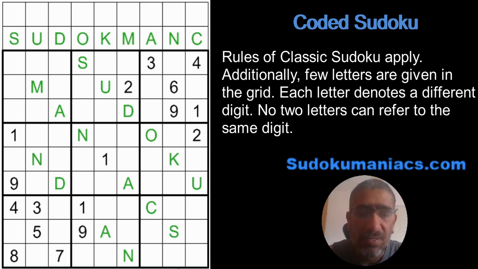So coming back, the first thing I notice is there are multiple ones. So by classic rules, I have a 1, 1. This cannot be a 1. So I have a 1 here.